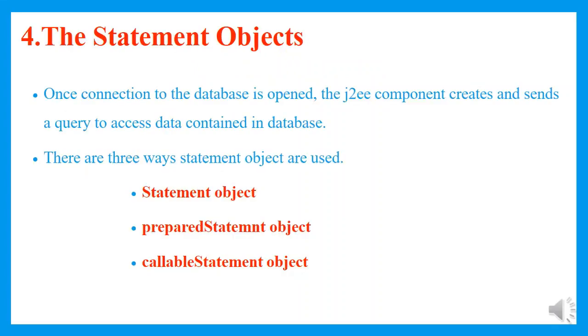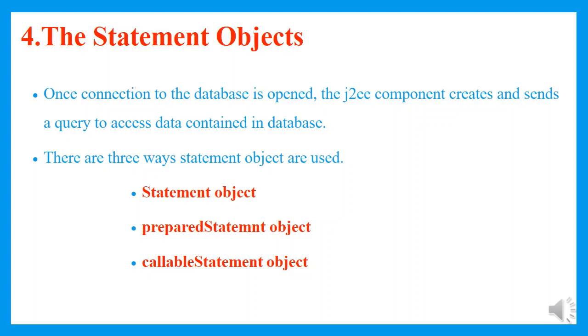In this slide, we are discussing the Statement interface object. Once the connection has been established to the database, next we need to create the statement and execute the query. In order to create and execute the query, three different statement objects are used. The first one is the Statement object, the second one is the PreparedStatement object, and the third one is the CallableStatement object.